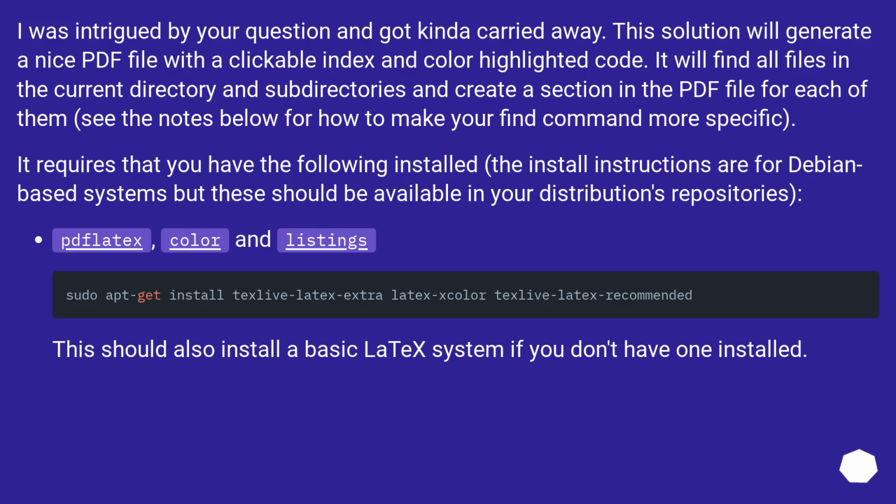I was intrigued by your question and got kinda carried away. This solution will generate a nice PDF file with a clickable index and color highlighted code. It will find all files in the current directory and subdirectories and create a section in the PDF file for each of them. See the notes below for how to make your find command more specific.